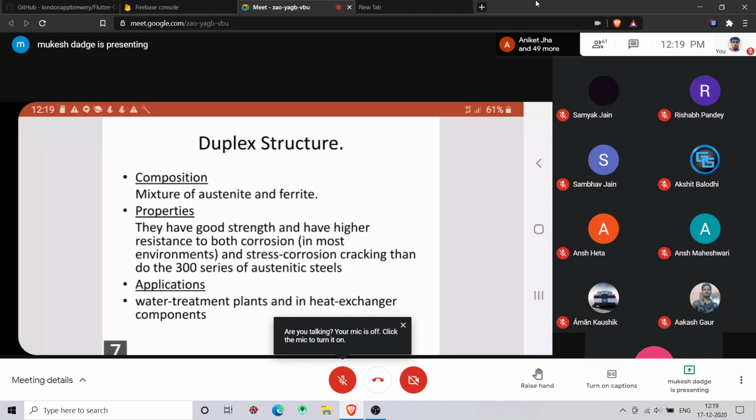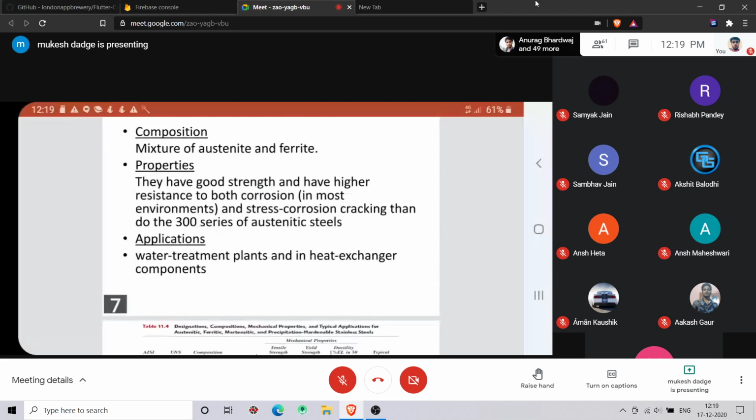So these duplex structures and precipitation hardened stainless steels are our newer ones, and nowadays they are used much more compared to your other stainless steels, especially where you require higher strength at elevated temperatures. That means in the aerospace and aircraft industries they are using these stainless steels.